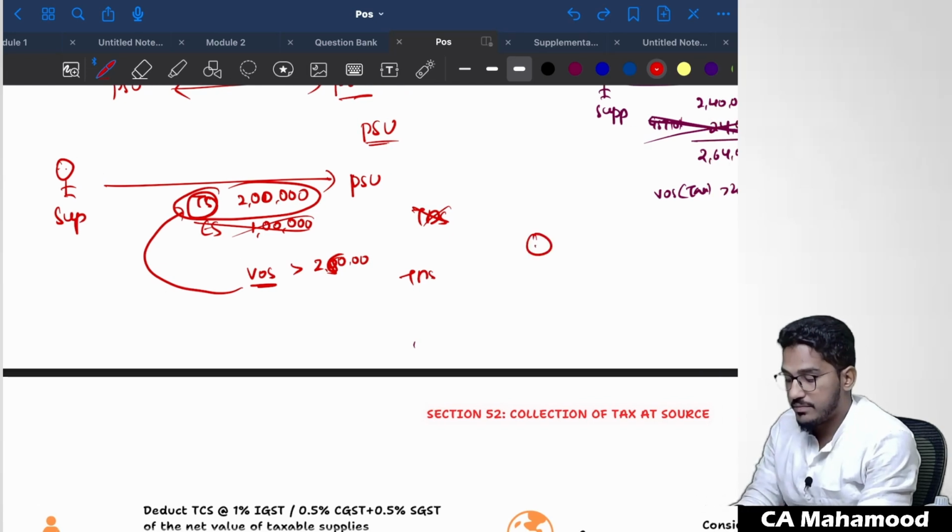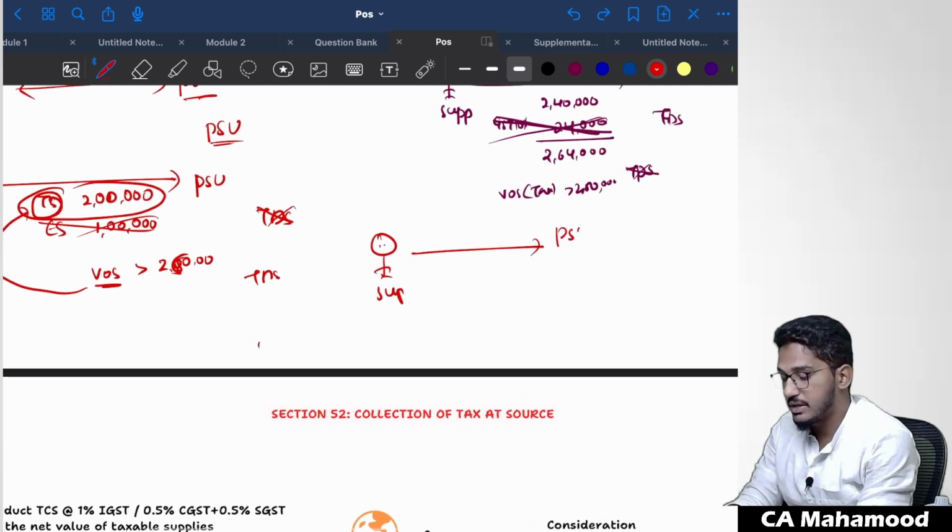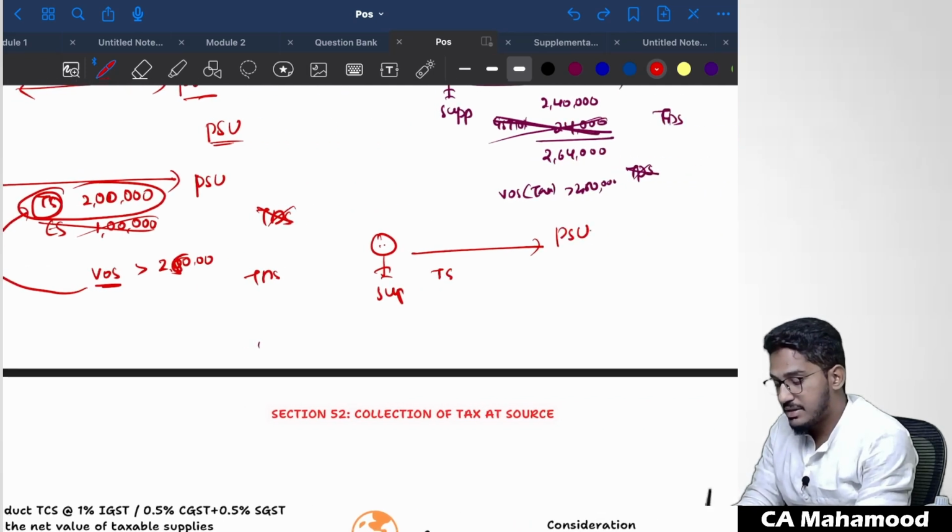Let me give you another case. Take for example, there is a supplier. He made some supply of goods, taxable supply to PSU. Taxable supply 3 lakh.